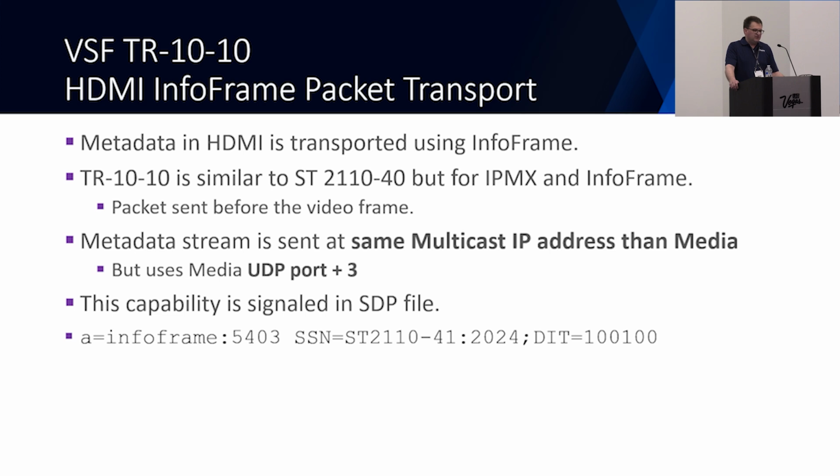TR-10-10, HDMI InfoFrame packet. In HDMI, there is the equivalent of ancillary data that is called InfoFrame. So IPMX allows you to support that as well. And once again, to not alter the video flow, we send the InfoFrame stream using the same IP address but a different UDP port. So it is easy for the receiver to recover the information. It doesn't bother 2110 devices if they don't want to use it. And this kind of capability is obviously described in the SDP file.